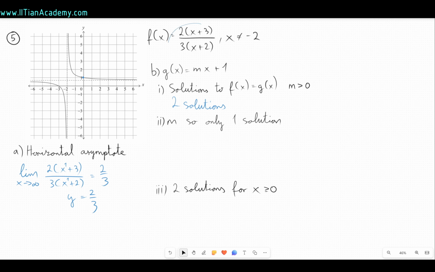So we need to find the derivative of this function, which we can do through the quotient rule. So let's do that. So we need to take the derivative of the top first. So the derivative of the top is simply 2, and then we multiply it with the bottom function, so 3x plus 6. Then we minus the top, multiplied with the derivative of the bottom, which is 3, and we divide it by the bottom squared.